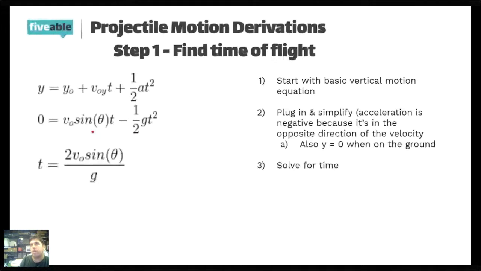All right, so we take this and I can factor out a t because all the terms have a t there. So divide by a t and then solve for the time term that's left over. And we get t equals 2 v0 sine theta over g. And this will be the time that the ball was in the air for the entire time of flight.